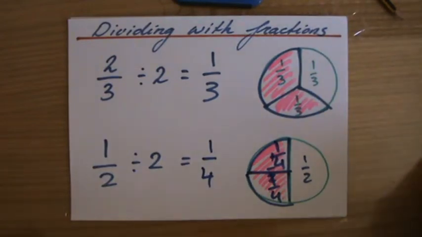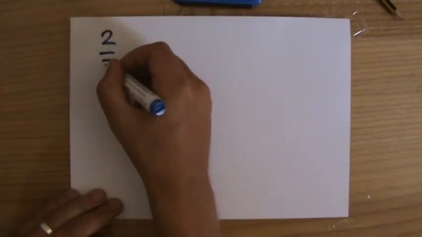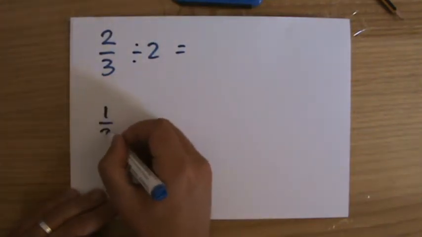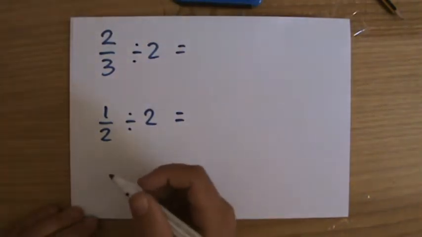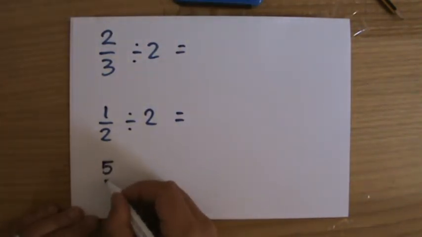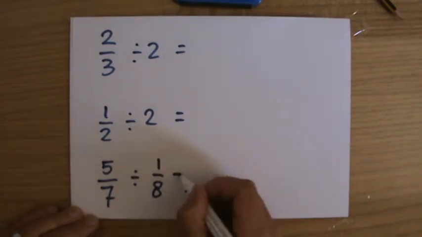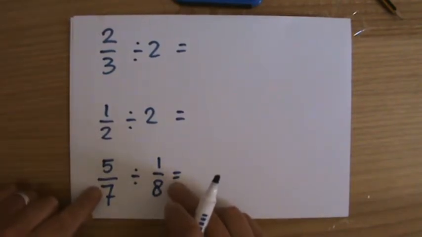Now, I'm not going to draw pizzas all the time. How do I work this out? And I'm going to show you a way that will always work. So I'm going to write down the same examples again. 2/3 divided by 2. And the other one is 1/2 divided by 2. Because after these 2 examples, we can do, well, let's do a little bit crazy, 5/7 divided by 1/8. In about 20 seconds time, let's say 30 seconds, you'll be able to answer this question as well.